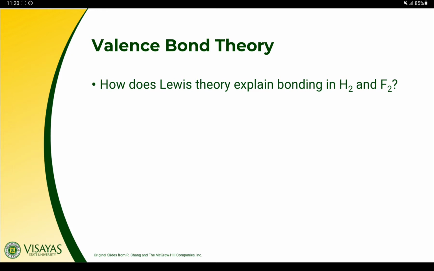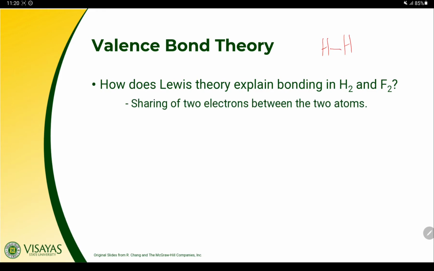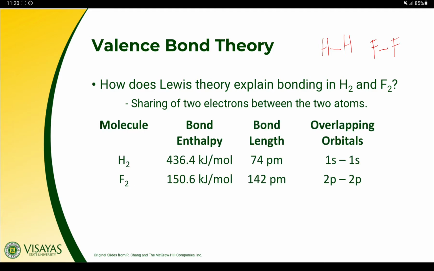Remember, according to the Lewis structure, in forming a hydrogen molecule, we have sharing of electrons. So there is sharing of electrons between the two atoms. Same with the fluorine molecule. A bond is formed by sharing of electrons. So that is what we have learned from Lewis theory. Bond is formed by sharing of electrons.